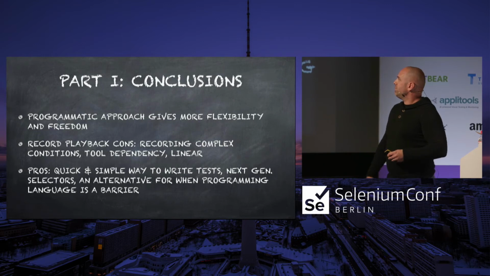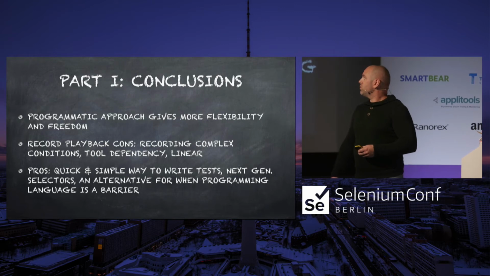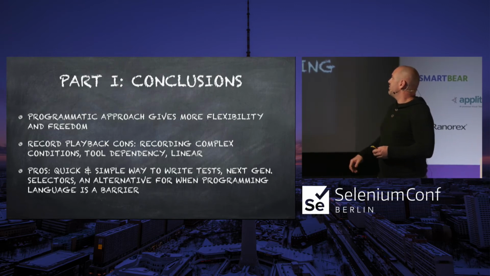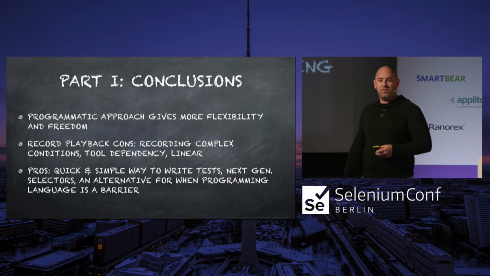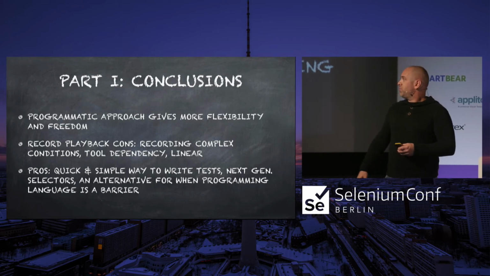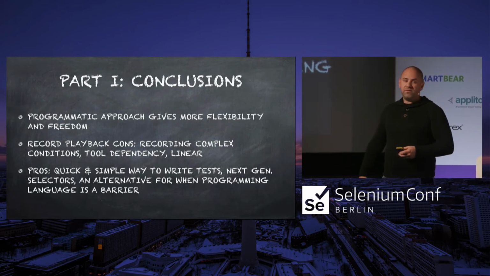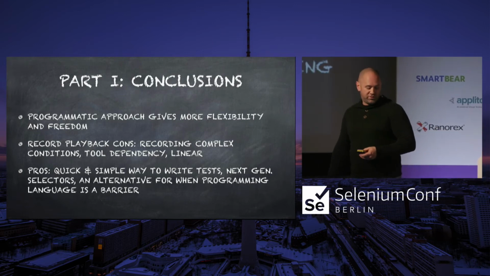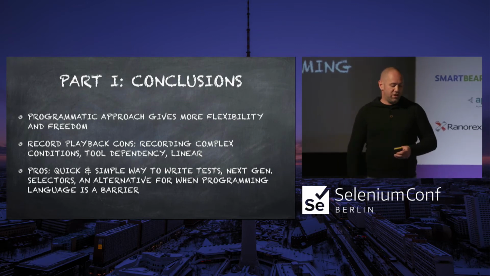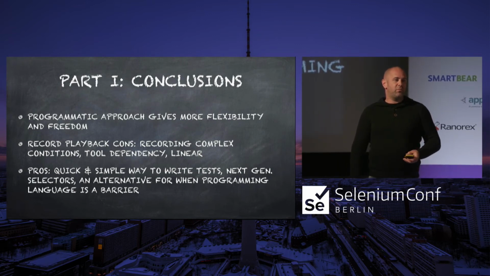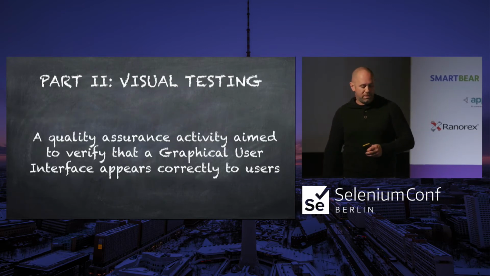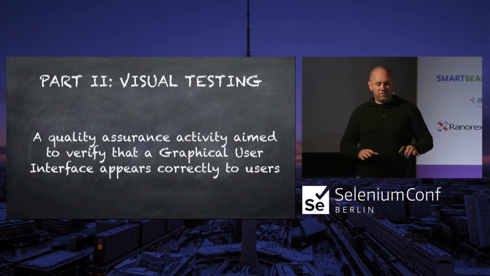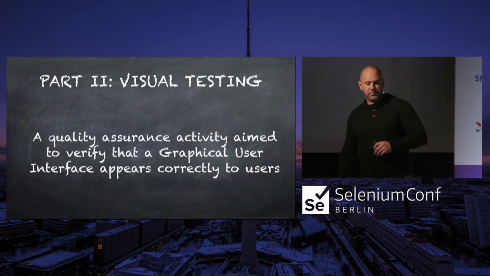So to conclude part one, a programmatic approach gives more flexibility and freedom. Record playback cons, as we just said: recording complex conditions, tool dependency, and it's linear. And the pros: it's a quick and simple way to write tests, at least in theory. It allows you to use next generation selector creators. And it's an alternative for when a programming language is a barrier, which is the case with a lot of people. So let's put this aside and move on to part two, where I speak about visual testing.